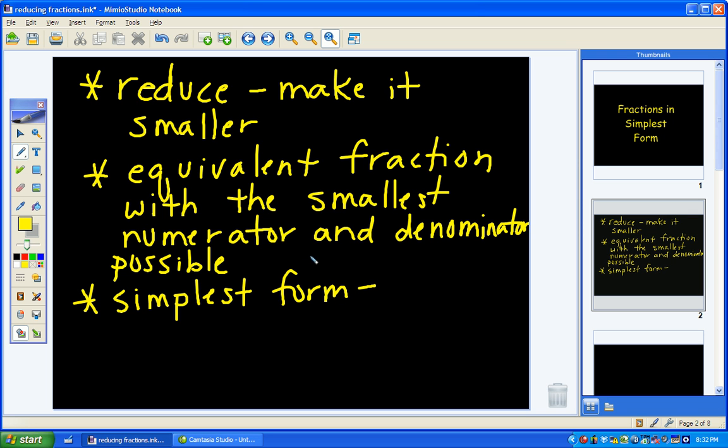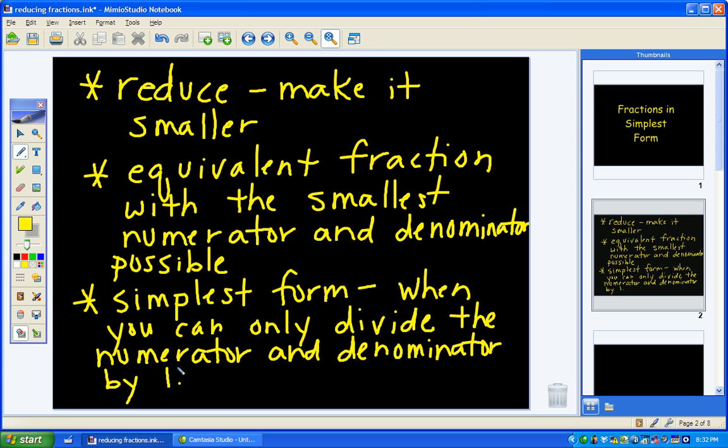Simplest form is when you can only divide the numerator and the denominator by 1. There's nothing else that both of them are divisible by. And that's, once again, you have to have knowledge of your divisibility rules. So with this being said, in order to make a fraction in simplest form, we are going to be using the operation of division.